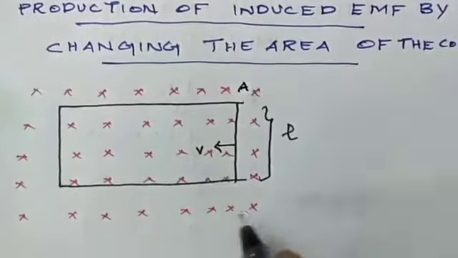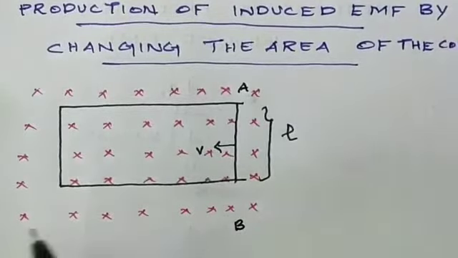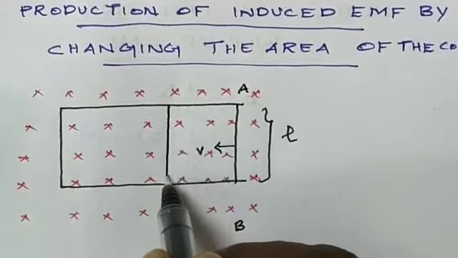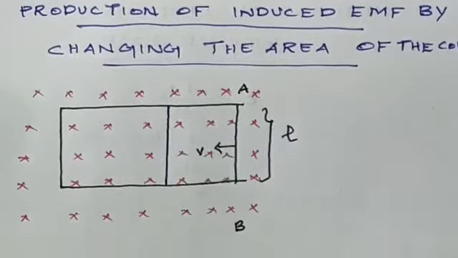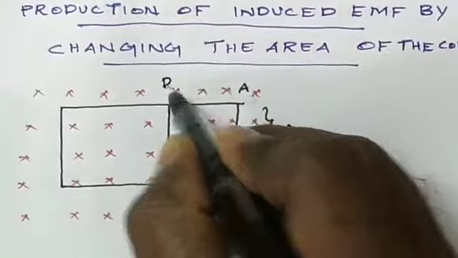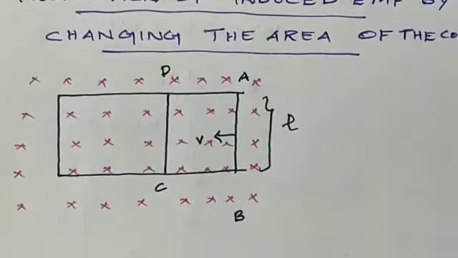Now it is moving with velocity V towards the left-hand side, from AB to DC. The area of the rectangular coil decreases, so the magnetic flux through the loop decreases.